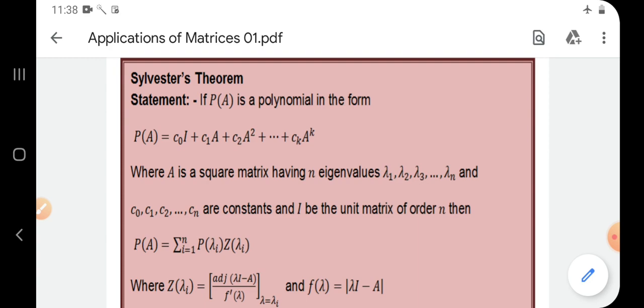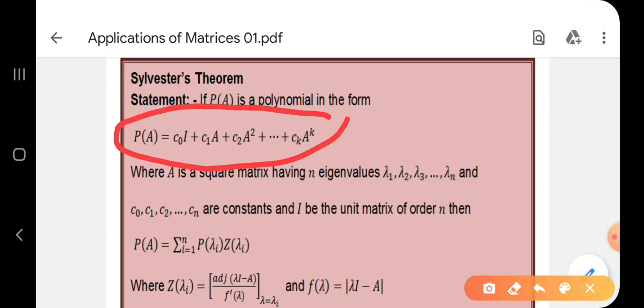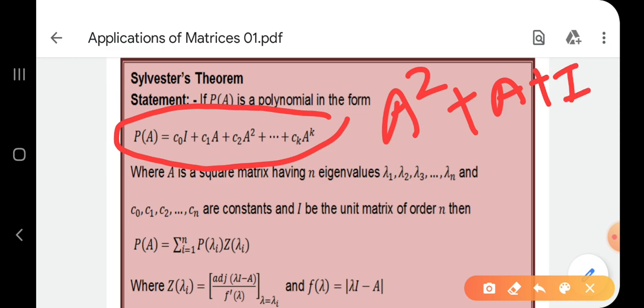If P(A) is a polynomial of the form P(A) = C0 I + C1 A + C2 A square + ... + Ck A raised to k, means some expression in terms of A. Just like I have to find A square plus A plus identity matrix. If I want to find this matrix, then we can use Sylvester theorem to find this value using A.